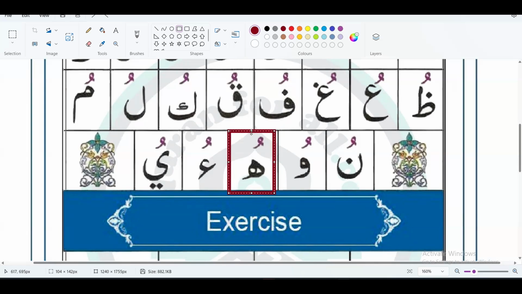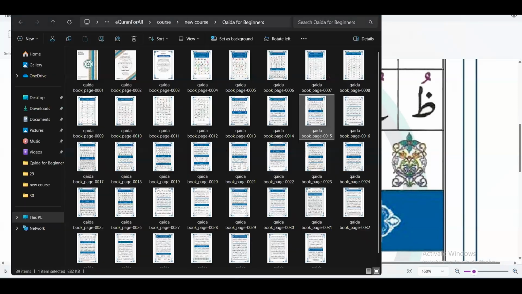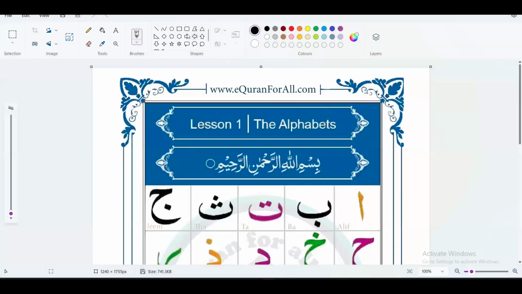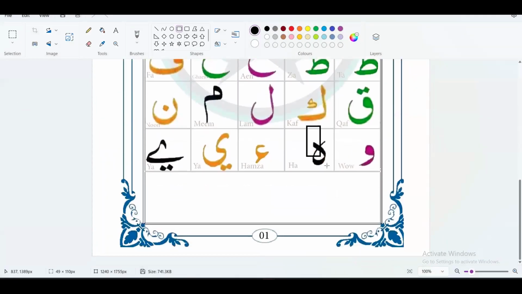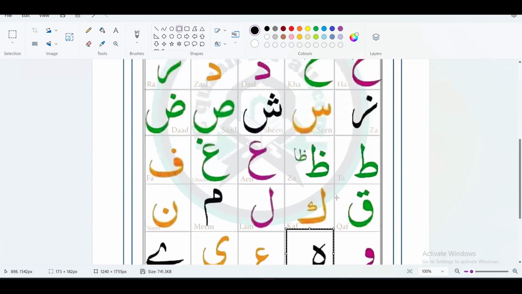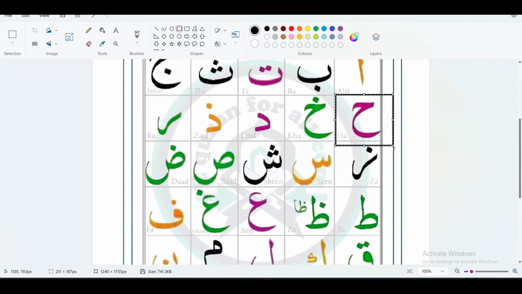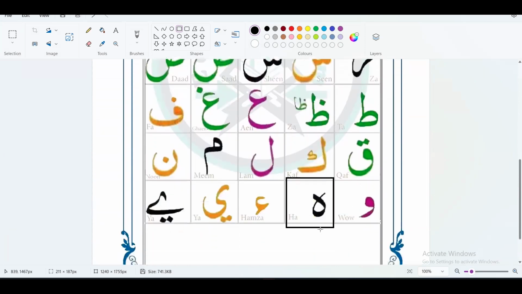Actually, this letter I can tell you because this is the new shape you are learning here. This letter shape was different in the first lesson. Let me show you. Here you can see this looks like that, but this letter has another shape as well. So this is ha. There are two types of ha. One is this one, and the second one is this one.